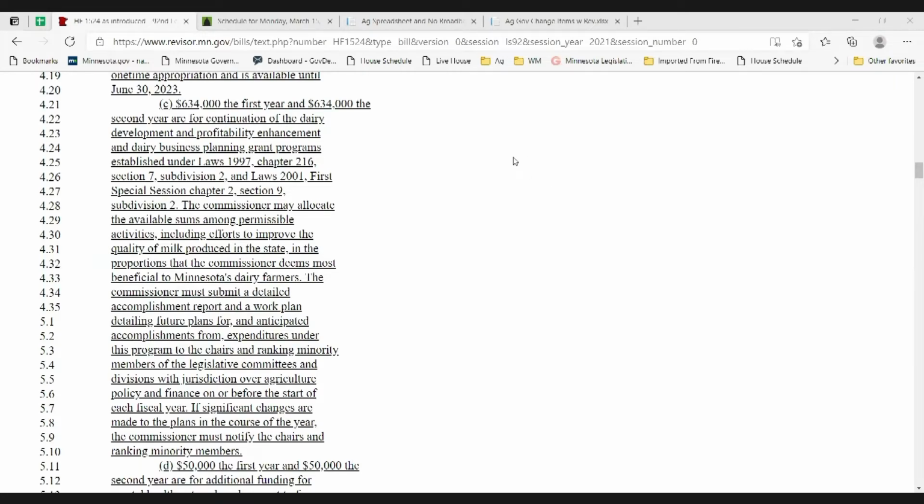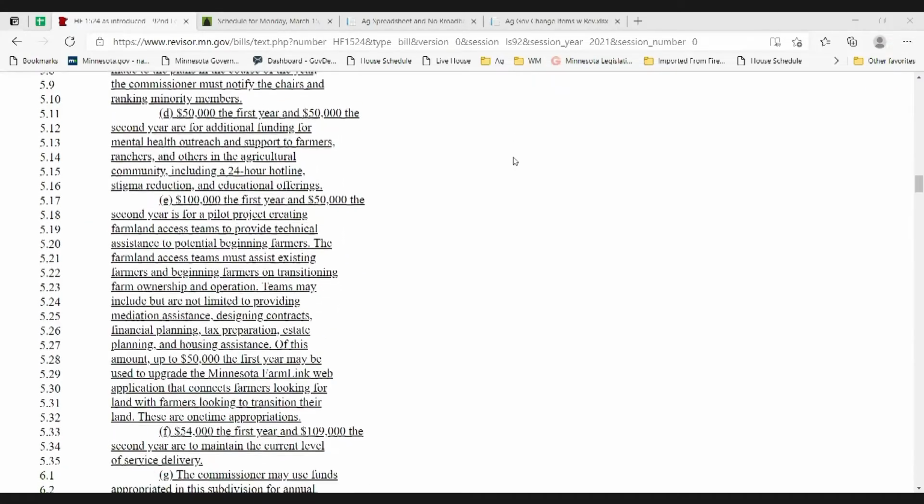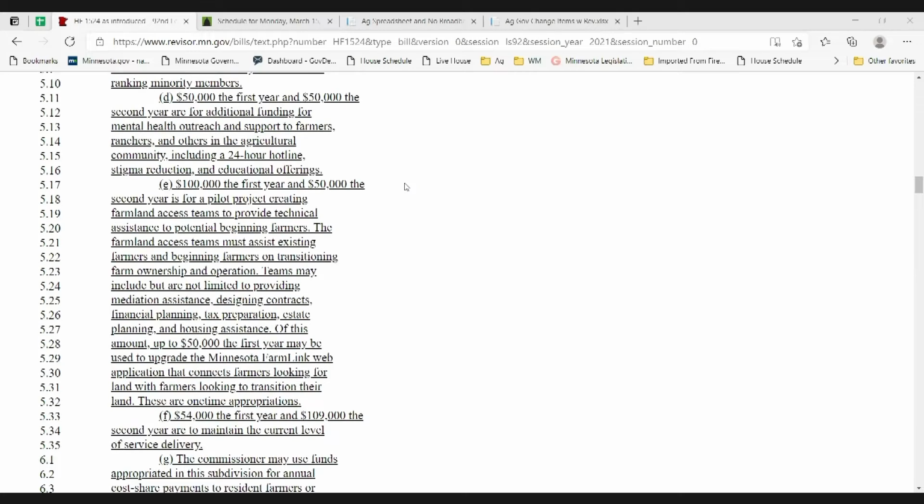So scrolling down then to page 5.11, this is the $50,000 the governor's proposed each year at the Department of Agriculture for mental health outreach and support to farmers, including a 24-hour hotline, stigma reduction, and educational offerings. And this rider is similar to a one-time rider in the 2019 budget bill. The language is a bit different here, but in general, both appropriations were for mental health outreach.